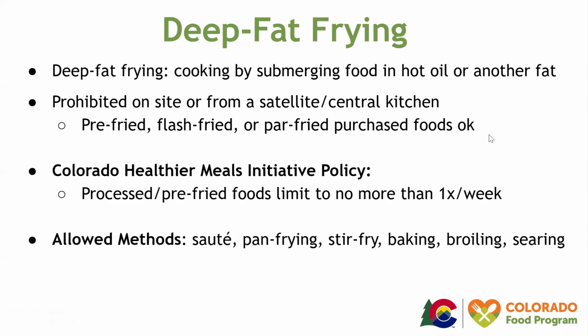And then Colorado Healthier Meals Initiative policy limits processed meats to no more than one time per week. So that means you couldn't do a fish stick on Monday and chicken nuggets on Friday. That would be considered two processed meats in one week. Allowable methods of cooking can include sauteing, pan frying, stir frying, baking, broiling, searing, and air fryers are totally fine as well, because they're not considered deep fat frying.